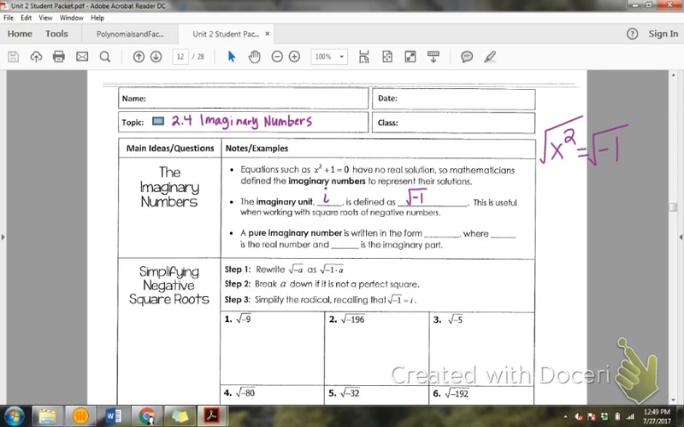All right. A pure imaginary number is written in the form the square root of negative 1 times a, where a is the real number and negative 1 is the imaginary part.